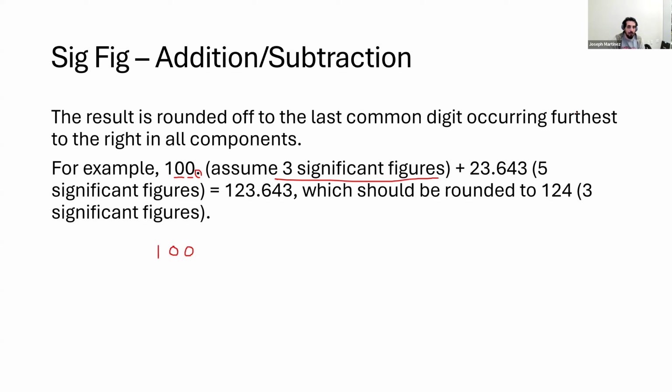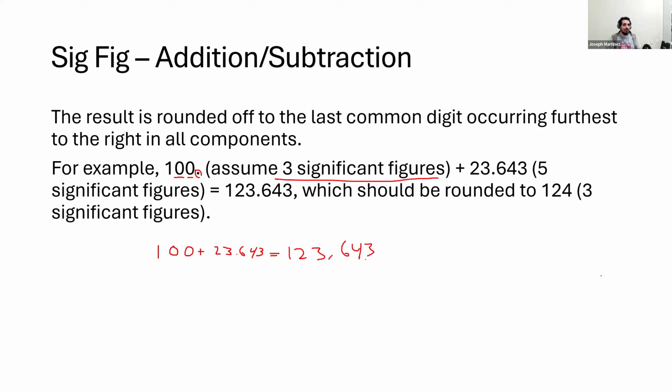You say 100 plus 23.643, right? These are the digits, and the second one has 5 significant digits. So 5 significant digits, 3 significant digits. When you add these directly, you know that you would get 123.64. You plug it into your calculator and it will tell you exactly this value. And that's great. That tells you what the value is mathematically.